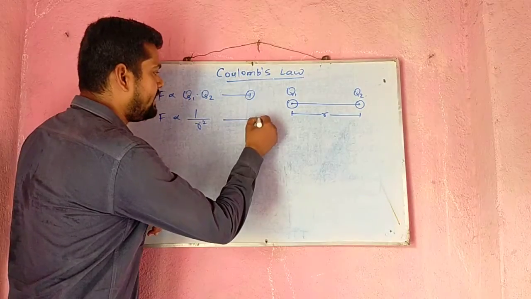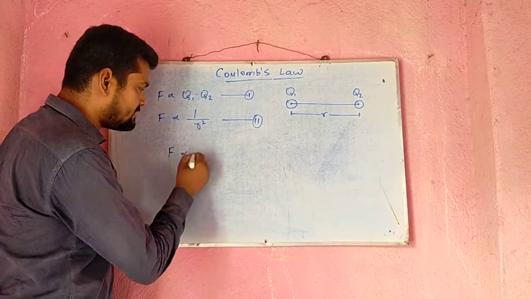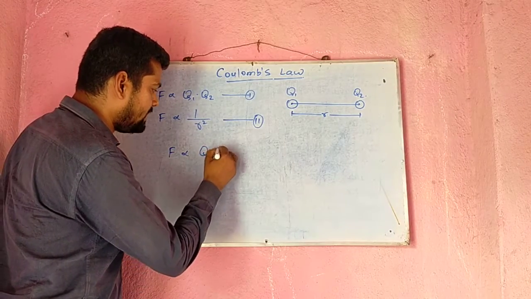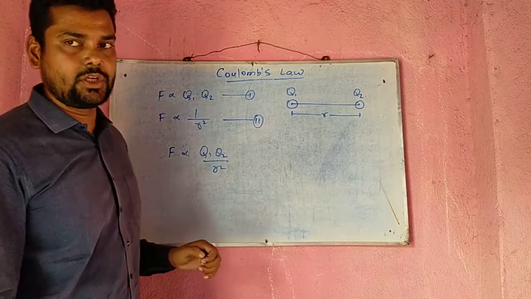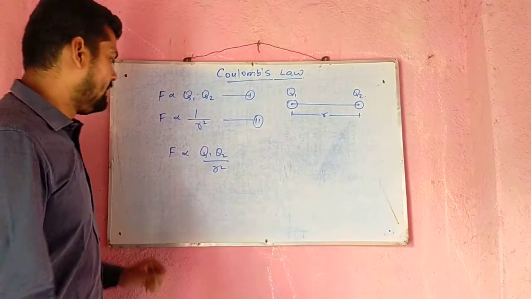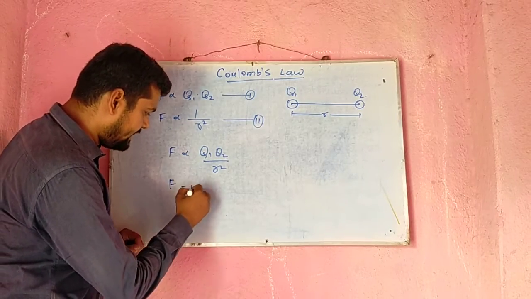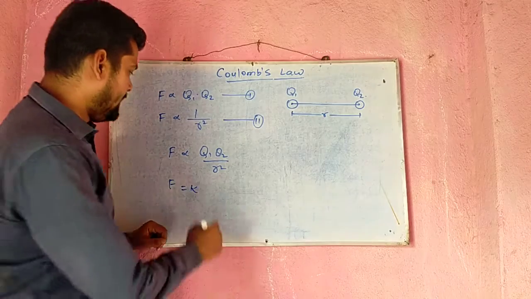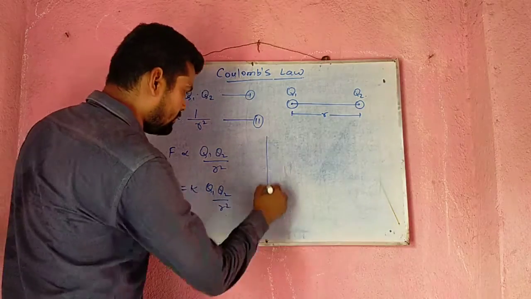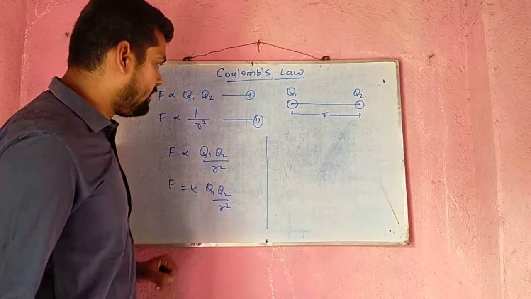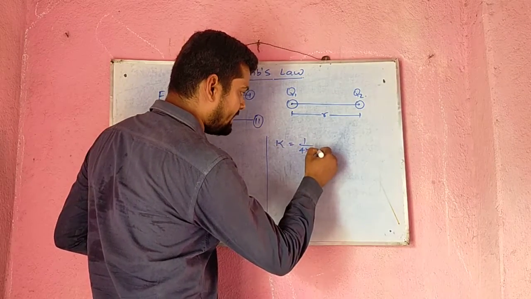So we can write it combinedly. Force is directly proportional to q1 into q2 and inversely proportional to r square. So force is proportional to q1 into q2 by r square. If we remove the sign of proportionality and take a constant K, it will be F equal to K q1 q2 by r square. So let us find the value of K. K is equal to 1 by 4 pi epsilon naught.